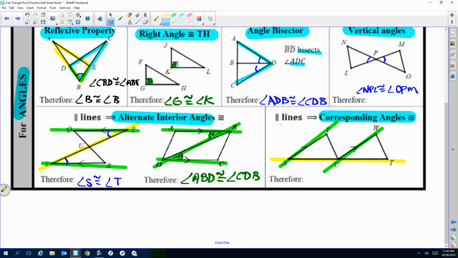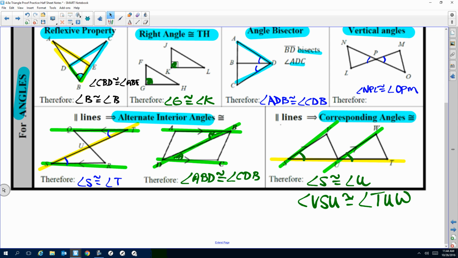So the corresponding angles have to be formed with the parallel line and the transversal. So that should be, some of you just wrote S and U. Angle S is congruent to U. Or you can say VSU is congruent to angle TUW. WT is the same thing. STUW. The only thing that matters when naming the angle is that the vertex is in the middle. So you can have more than one.